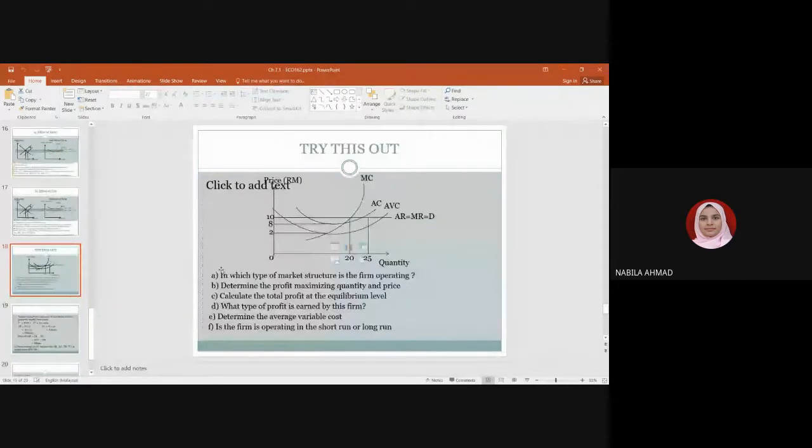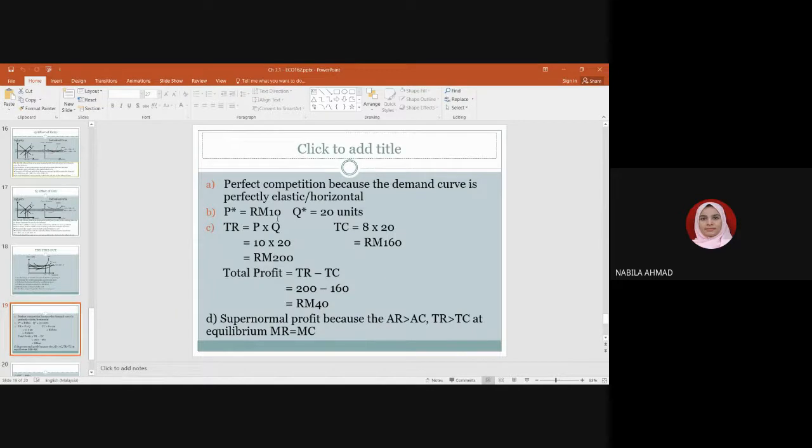Okay, alright, soalan B. Determine the profit maximizing quantity and price. So berapakah equilibrium price and quantity? So MC equals to MR. So dia intersect di sini. So berapakah price? Price is 10, quantity is 20. So the price is 10 ringgit, quantity 20 units.